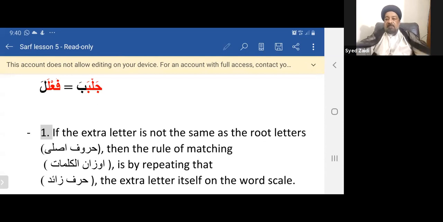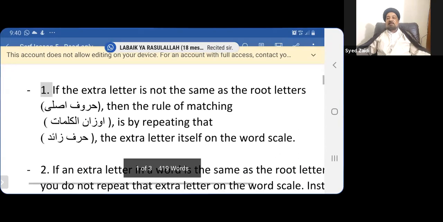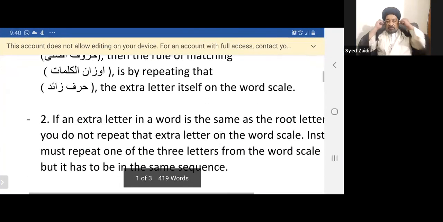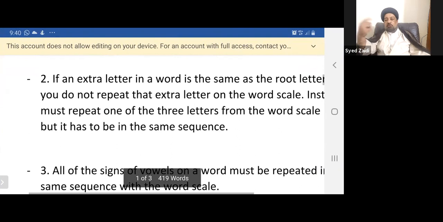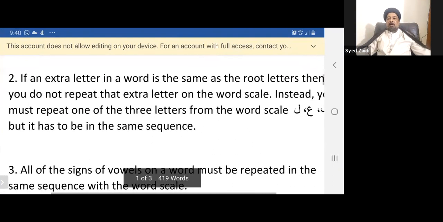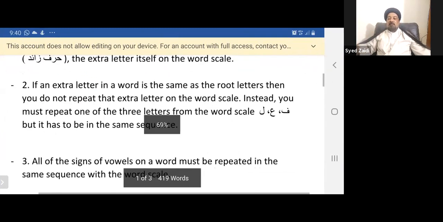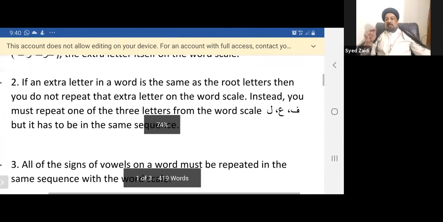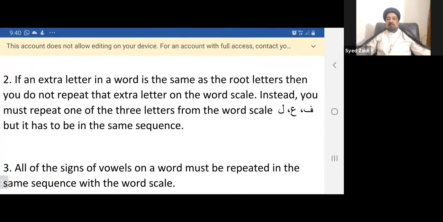If you can scroll up again, Jafi Sahab, if you can scroll up, please. Jafi Sahab, are you there? Yeah. The extra letter itself in the word is repeated. And now number 2, that's the example of jalbaba. The first one is from alim, and the second one is now the example of jalbaba, where the 2 same letters are repeated, but one is zaid and one is asli.